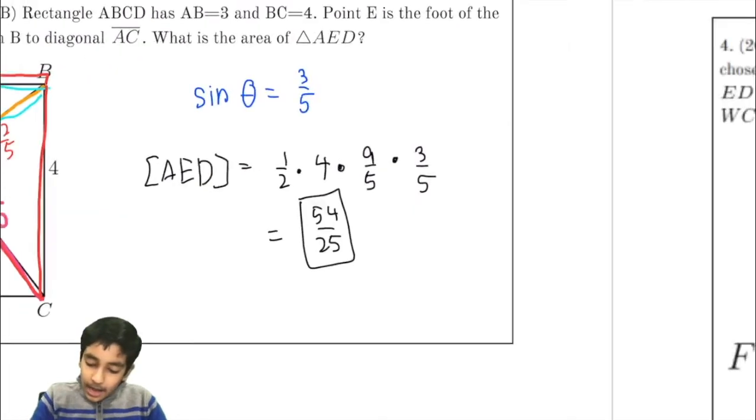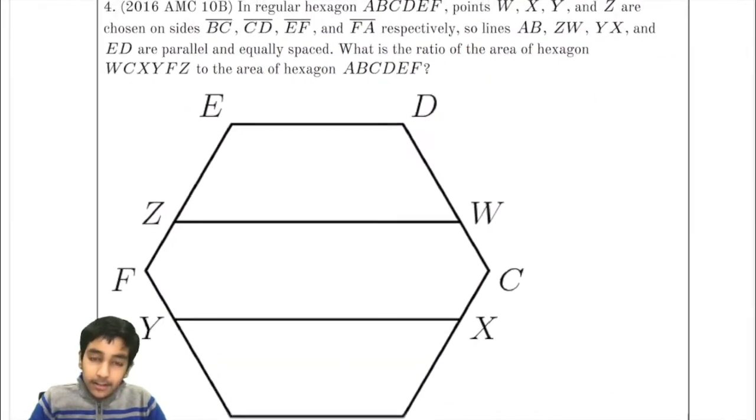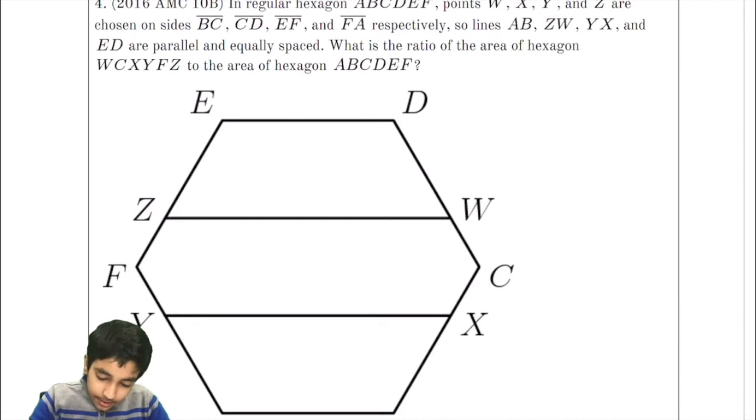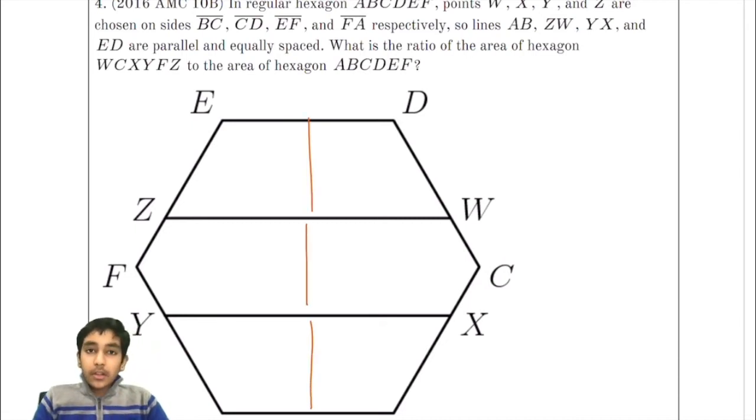Now let's take a look at our next problem. In a regular hexagon ABCD, we have these points here chosen on sides such that these three lengths are all equal. That's what we're given. So if these three lengths are equal, they're equally spaced, and the three lines are parallel, right? So what is the ratio of the area of WCXYFZ to the area of the whole hexagon?